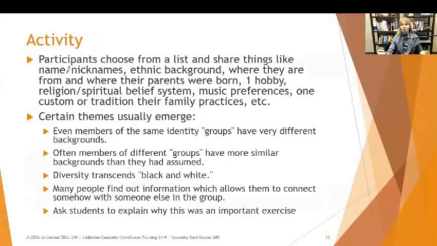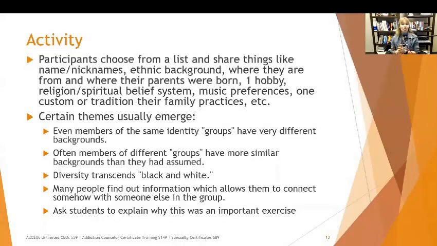Another activity that you can do, participants choose from a list of things and share with the group. You can choose things like nicknames, ethnic background, where they're from, where their parents were born, one hobby. If you say all your hobbies, you can be there for a week with somebody. Their religion or spiritual belief system, their music preferences, a custom or tradition, their family practices, etc. You know your groups, so you can identify 10 or 15 things that you think are salient and then allow participants to choose from the list.